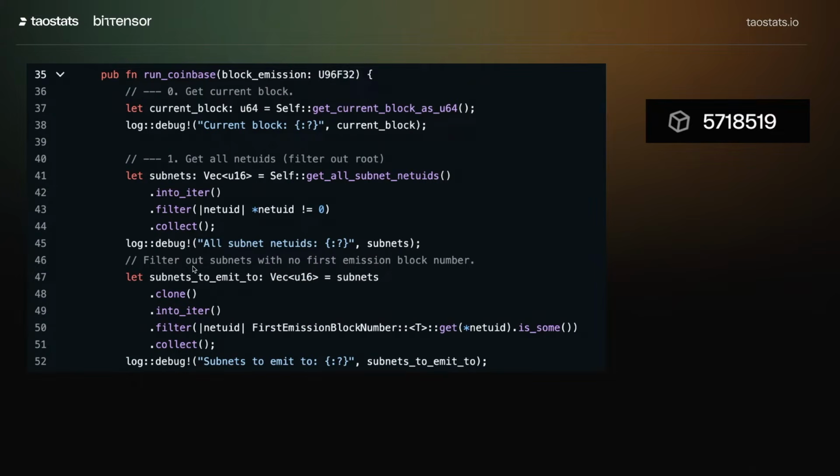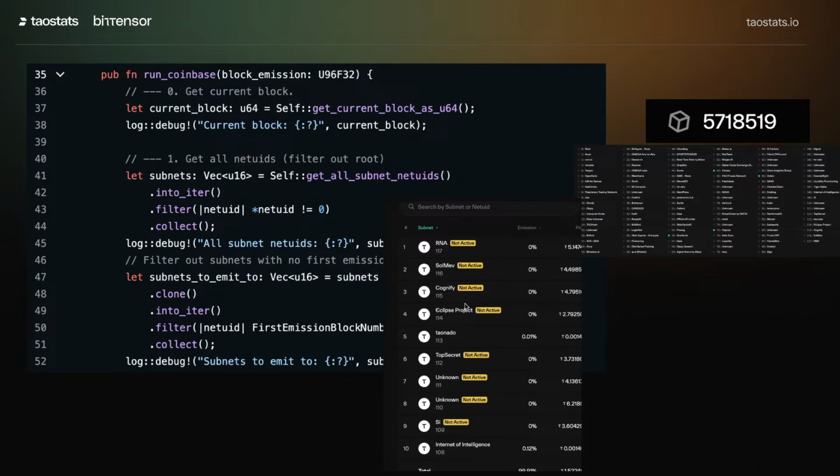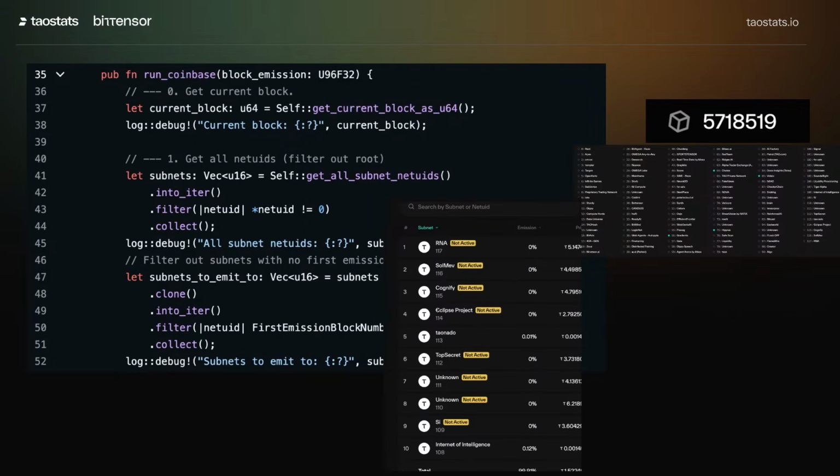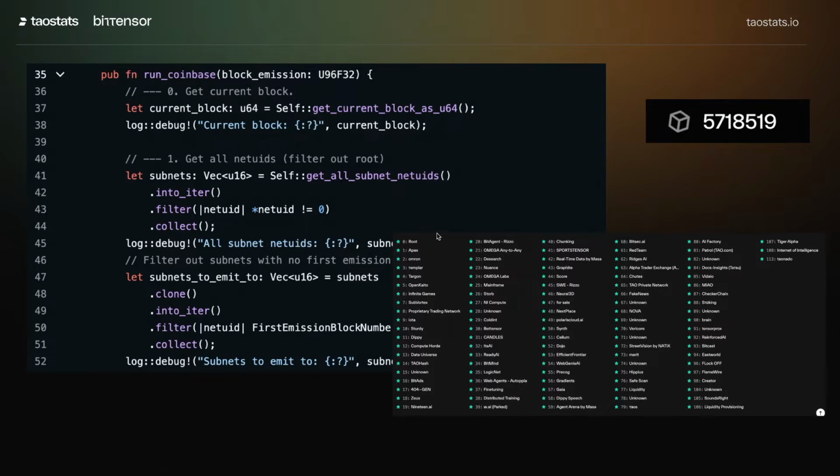We need to filter out the subnets that aren't active yet. So when a new subnet registers, they're not active. They don't get any emission. We don't want to calculate the run Coinbase for them. So we're going to filter them out. And so the way we do that is we look for they have to have a first emission block number. All active subnets have emission block numbers. And when you activate your inactive subnet, you get a first emission block number. Therefore, it will appear. Now we have a slightly smaller list without those inactive subnets.